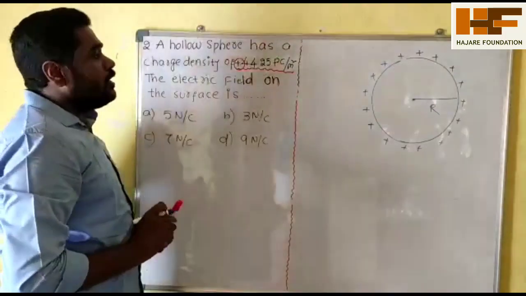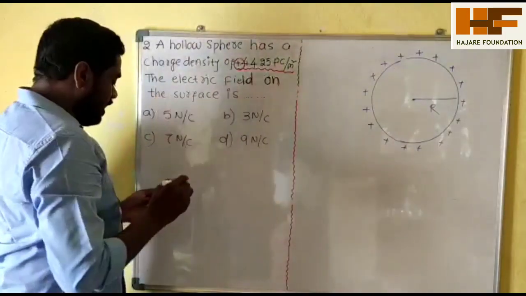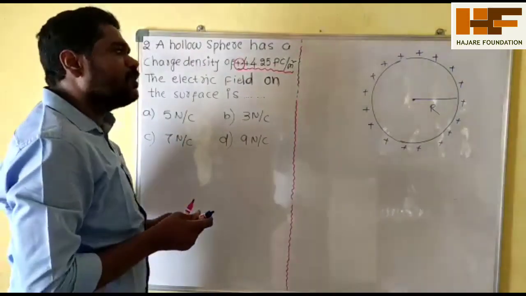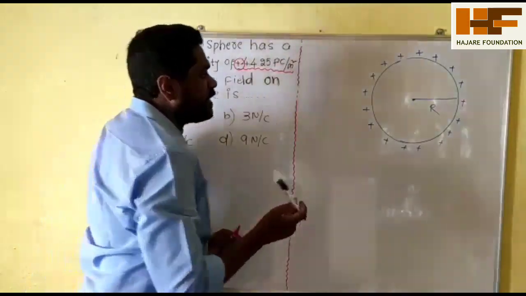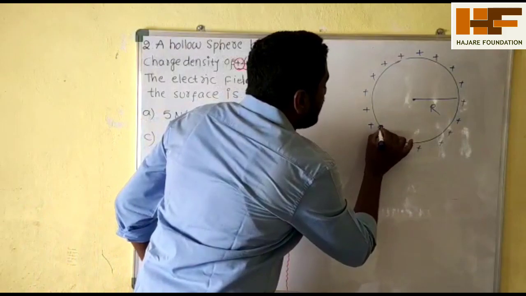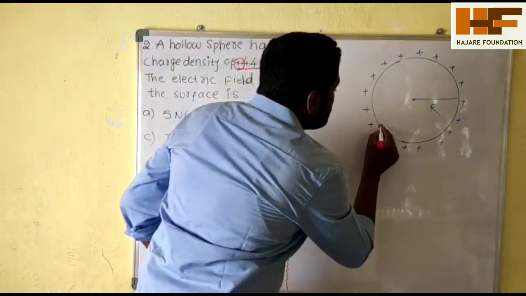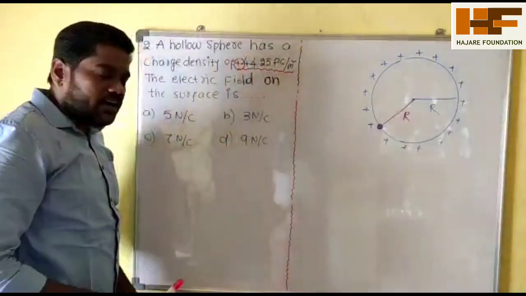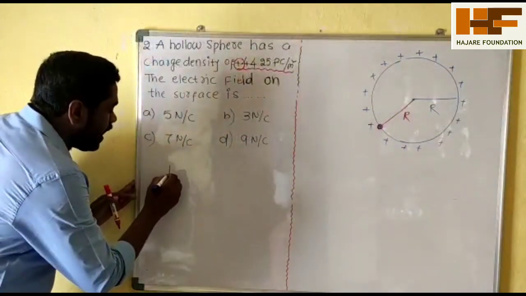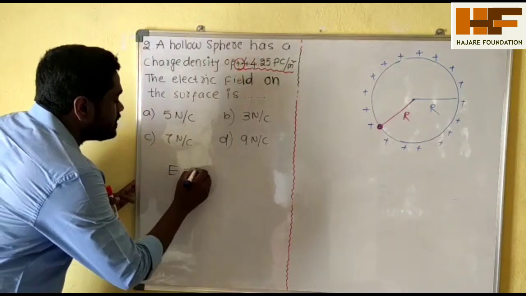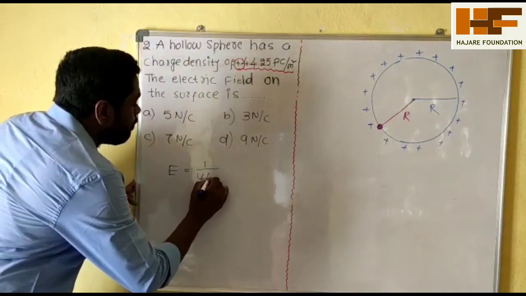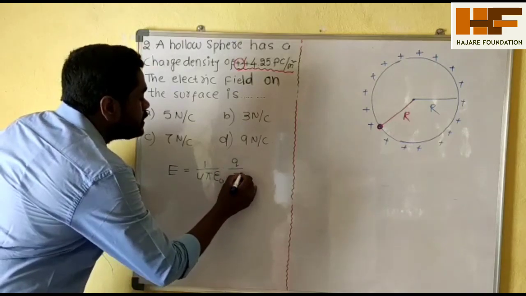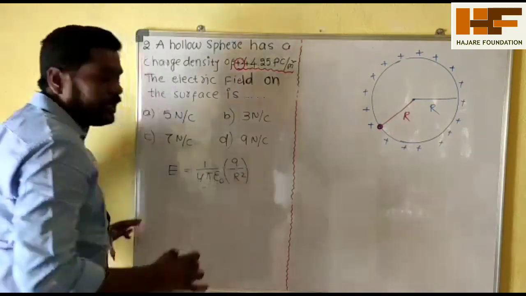So that is over. Next, they are asking the electric field on the surface. On the surface means you can take any point on the surface. For example, I am taking this point on the surface. Therefore the distance is R. Then what is the formula? The formula for the hollow sphere on the surface is 1 by 4 pi epsilon naught q by r square. This formula I have already explained to you.